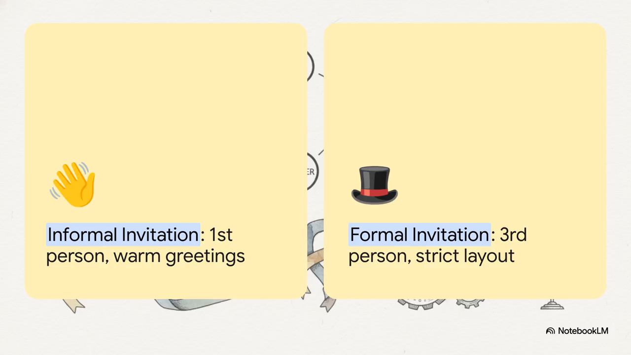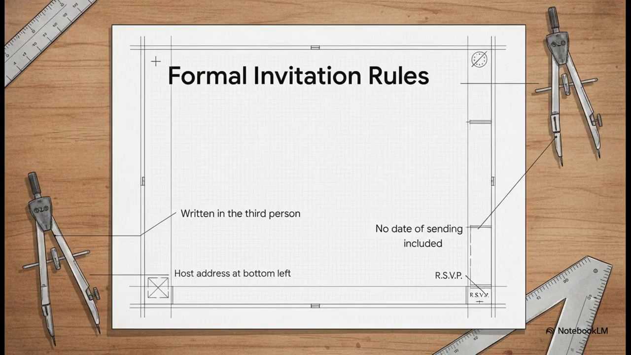But a formal invitation, the kind used for public celebrations like weddings, that operates purely in the third person. Mr. and Mrs. Dasgupta cordially invite. Notice that. The hosts don't refer to themselves as we. It's highly structured, usually spaced out centrally on the page, and completely stripped of casual conversation. To ensure your formal invitation is structurally sound, you absolutely must adhere to specific rules.